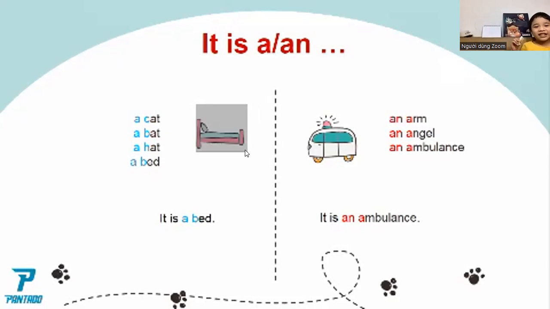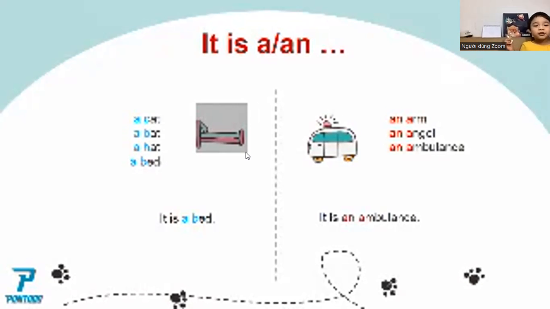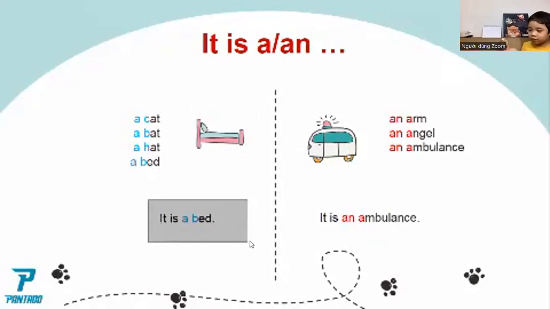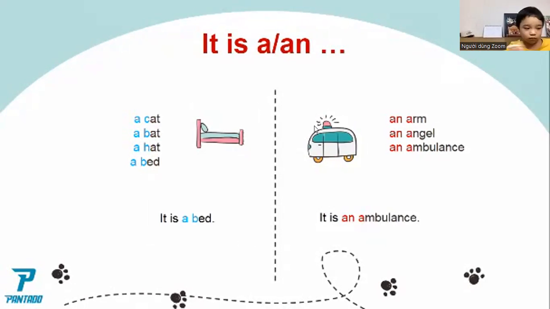What is this? Okay, you say, it is a bed. It is a bed. Very good. Okay, say it again. It is a bed. Very good. How about this one, Seiko? What is this? Is it an arm, an angel, or an ambulance?